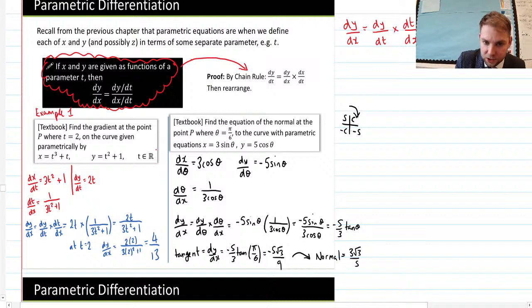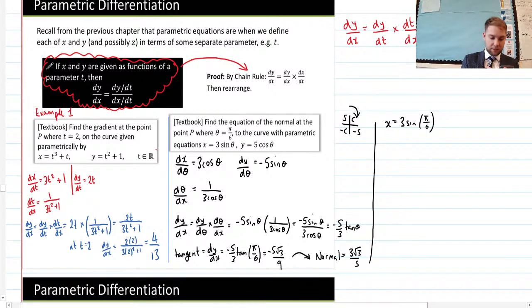Now we've not quite finished yet. We've got the gradient of the normal, but now we need to find the equation of that line. We can't do that until we know our x and y coordinates. So first of all, we need to find those by subbing in pi over 6 into x and y. So 3 sine of pi over 6, which is going to be equal to 3 sine shift pi over 6, which is equal to 3 over 2. So x is equal to 3 over 2.